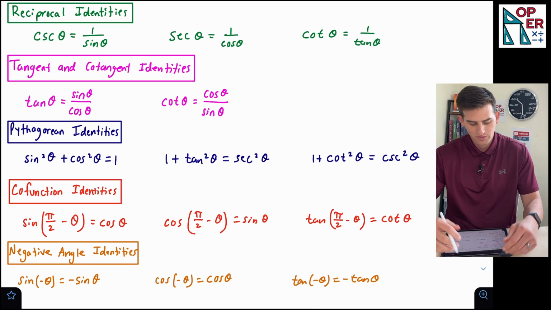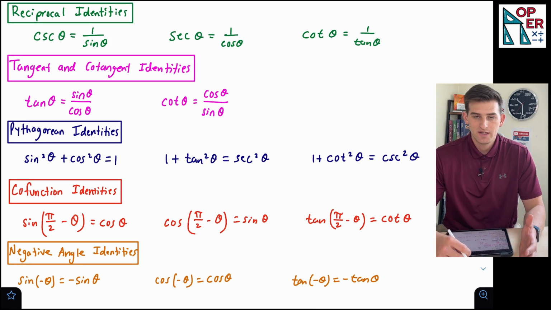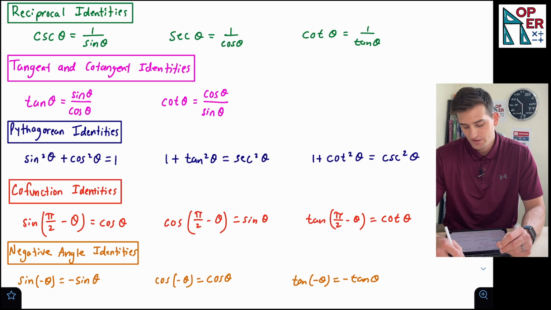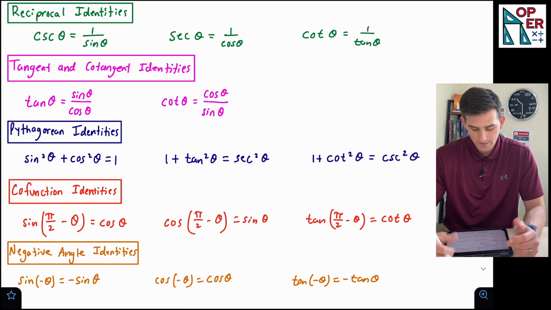So we see the reciprocal identities. That's cosecant of theta would be equal to 1 over sine of theta. Secant of theta would be 1 over cosine of theta. And cotangent of theta would be 1 over tangent theta. Then we have tangent and cotangent identities. So tangent theta is equal to sine theta over cosine theta. And cotangent theta would be the reciprocal of that, so cosine theta over sine theta.